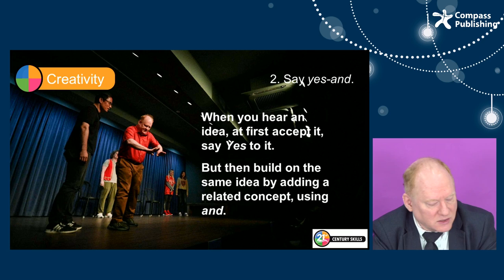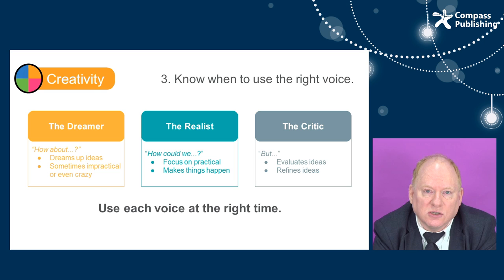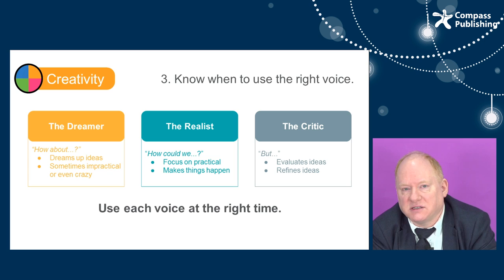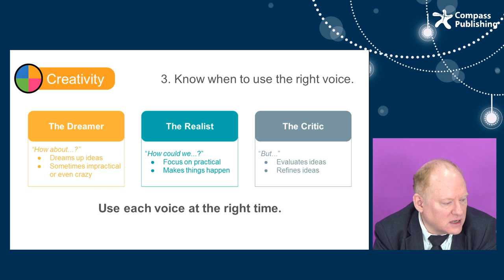Another thing to consider is know when to use the right voice. Nobody's 100% mentally healthy. We all have our own little twists and turns, and we all have different voices inside of our head. So a creative person can think of creativity as having three voices: the dreamer, the realist, and the critic. The dreamer is the wild one, the animal that comes up with all these ideas, dreams up ideas, something impractical or even crazy.